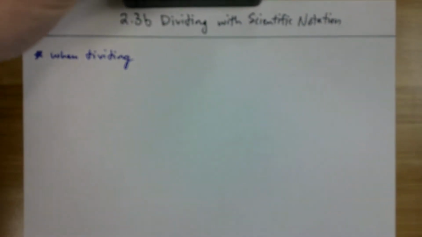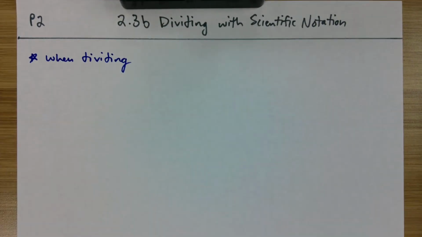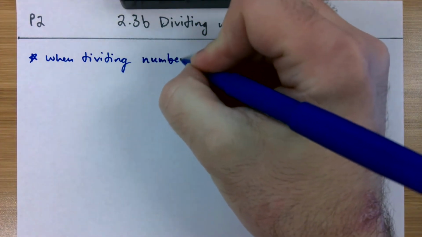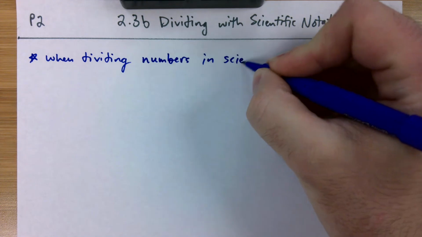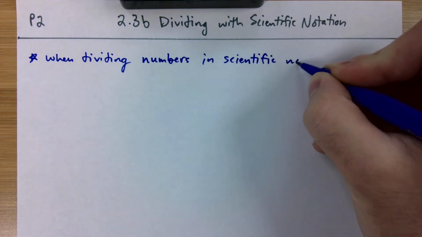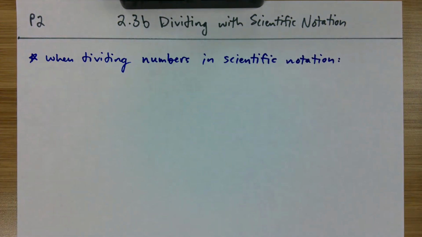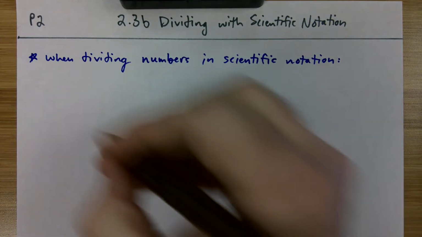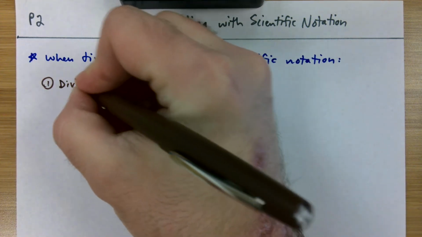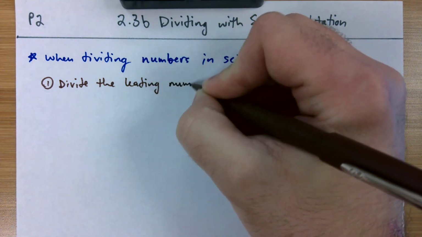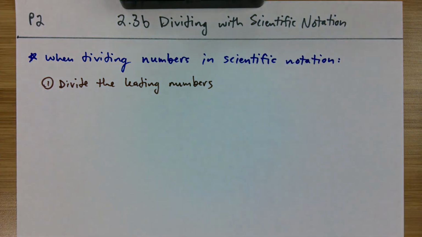So this process is going to sound very familiar. In fact, what we're writing is going to look very familiar if you compare it to last Friday's notes. When dividing numbers in scientific notation, we're going to follow 4 simple steps, just like Friday. First thing we're going to do is divide the leading numbers. Okay, so our numbers out in front, we're going to divide those instead of multiplying them.